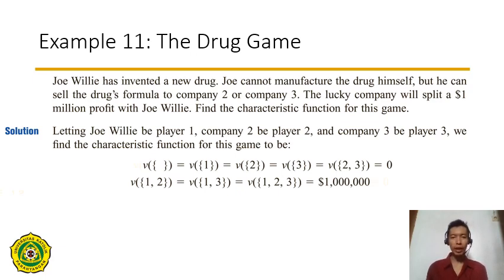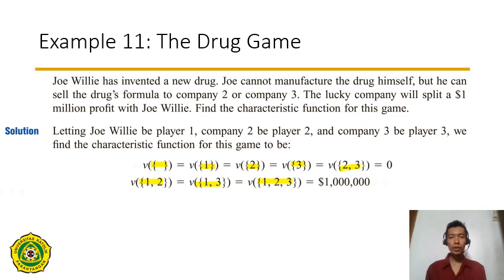The subsets that we have are the empty set. Remember the set theory, the empty set is also a subset of a bigger set. We have the set of 1, player 1 by himself, the set of 2 only, the set of 3 only, and then we have the set of 1 and 2, 1 and 3, 2 and 3, and the set of 1, 2, 3. Those are all the subsets that we have for this example, right?